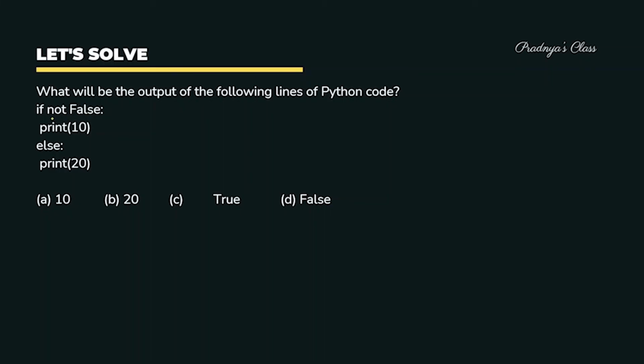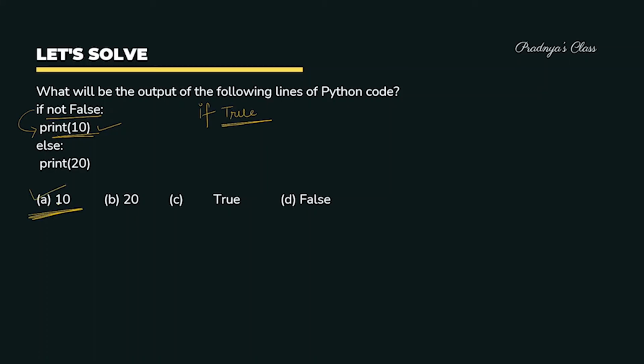Let's check out this code. If not False. Not False means it is True. So if True, then the control will come inside, and you know the default value of the relational operator is True. So this condition gets satisfied and the control will come to the true part of if, and print 10 statement will get executed. So we will get output as 10. So A is the correct option.